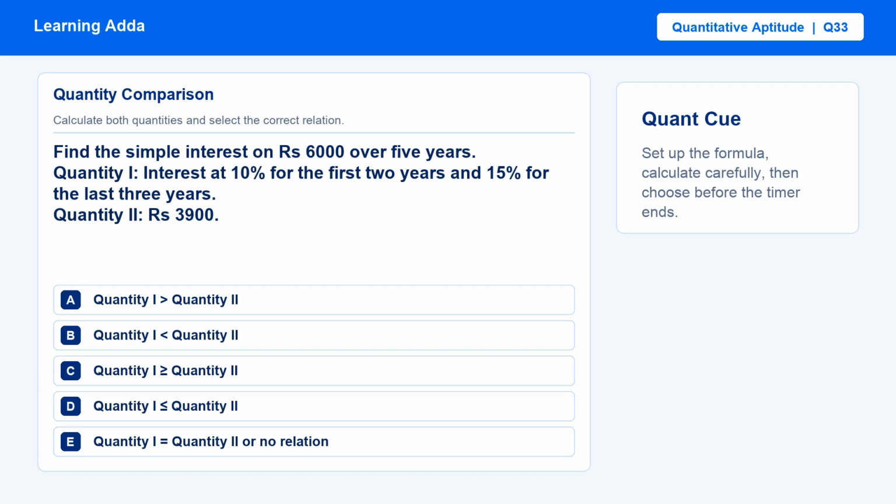Question 33. Find the simple interest on rupees 6,000 over 5 years. Quantity 1 is the interest at 10% for the first 2 years and 15% for the last 3 years. Quantity 2 is rupees 3,900. Option A, quantity 1 is greater than quantity 2. Option B, quantity 1 is less than quantity 2. Option C, quantity 1 is greater than or equal to quantity 2. Option D, quantity 1 is less than or equal to quantity 2. Option E, quantity 1 is equal to quantity 2 or no relation. The timer starts now.